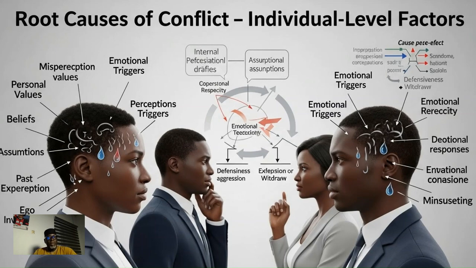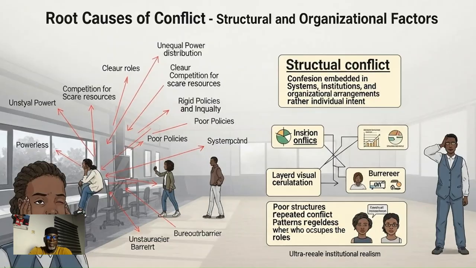And the sixth one is structural inequalities. Systemic issues such as discrimination, social injustice, and economic disparities can be sources of conflict. Structural inequalities often create an environment where conflicts are more likely to occur. Now, let us quickly look at the dynamics of conflict escalation and de-escalation.